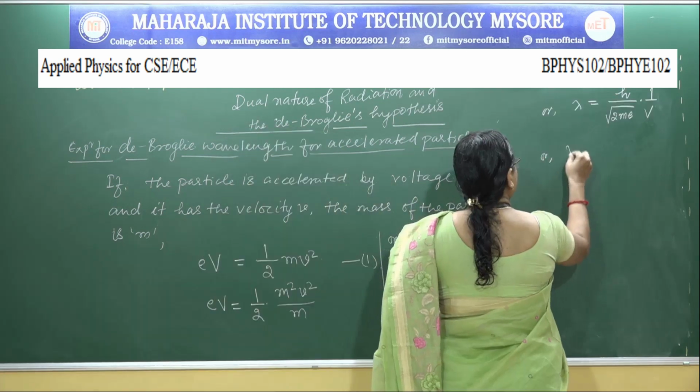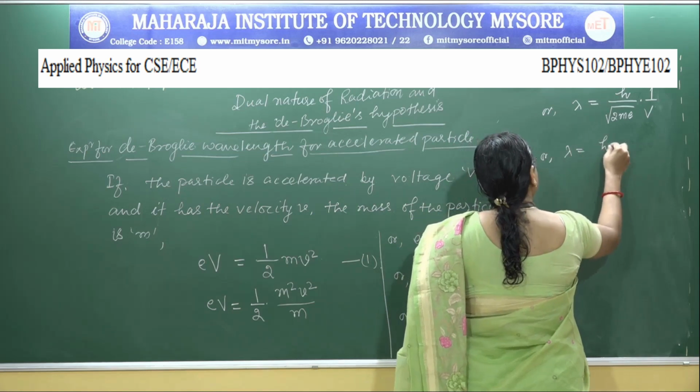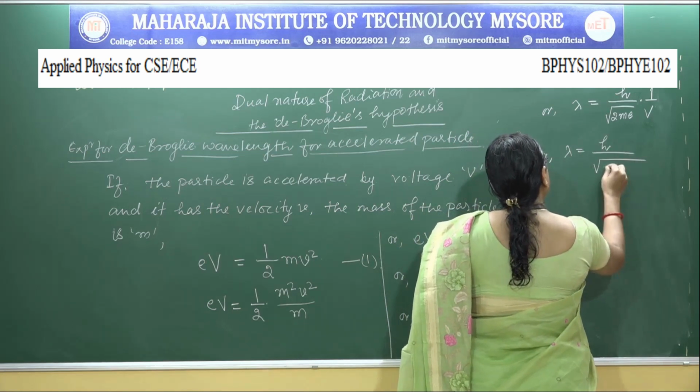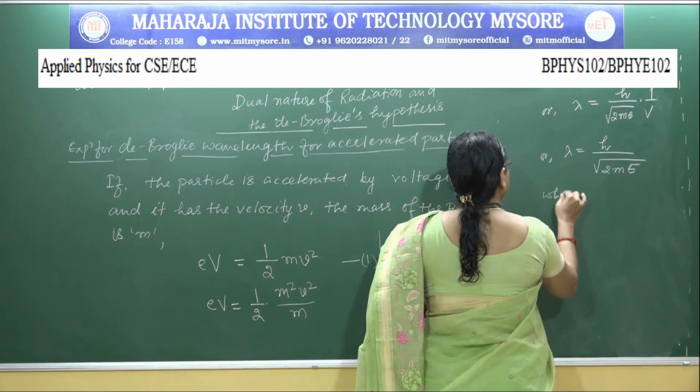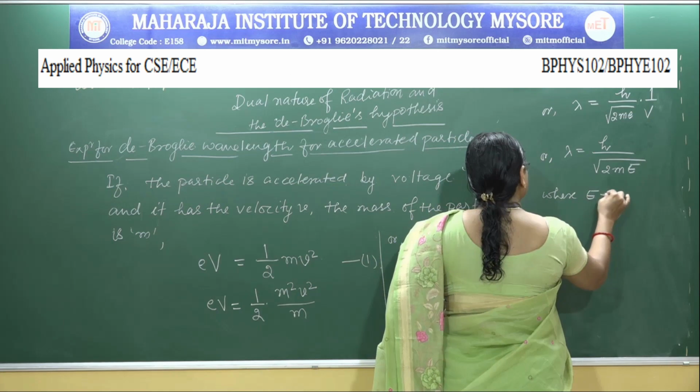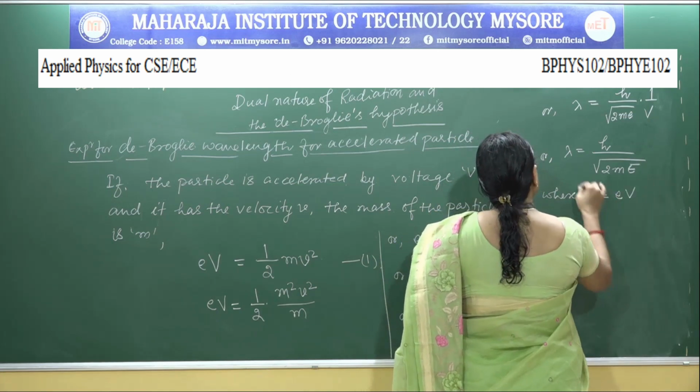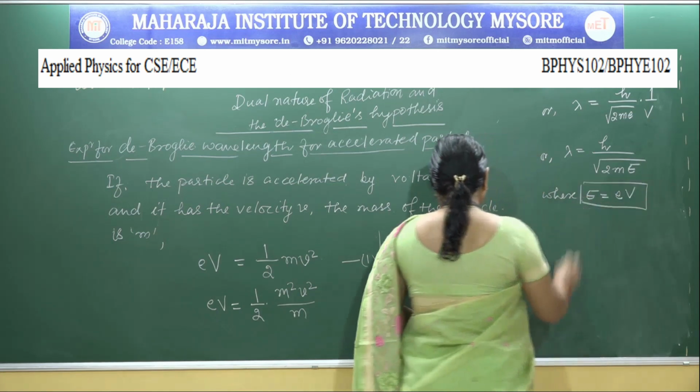We can also write lambda is equal to h by square root of 2mE, where E is equal to charge multiplied by the potential.